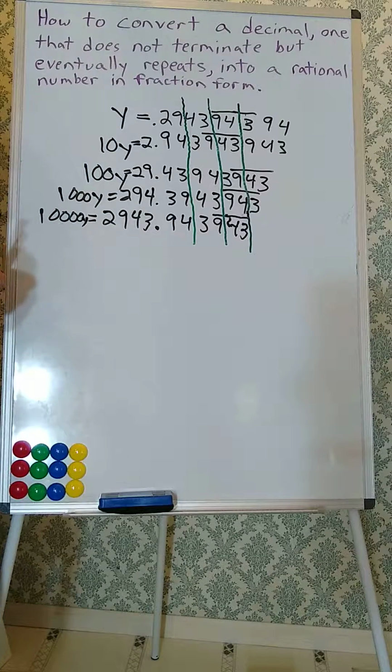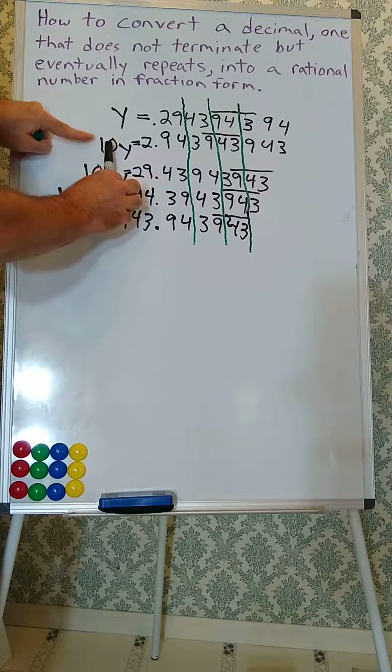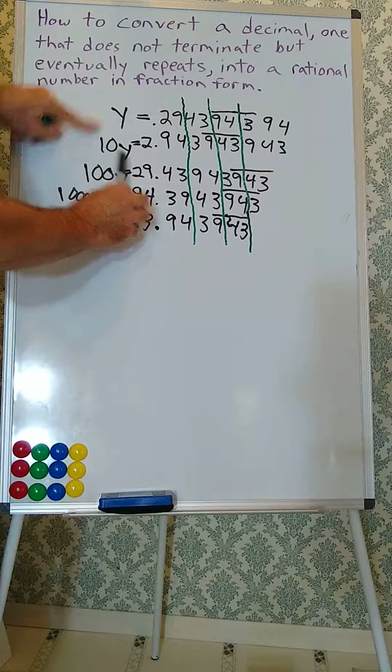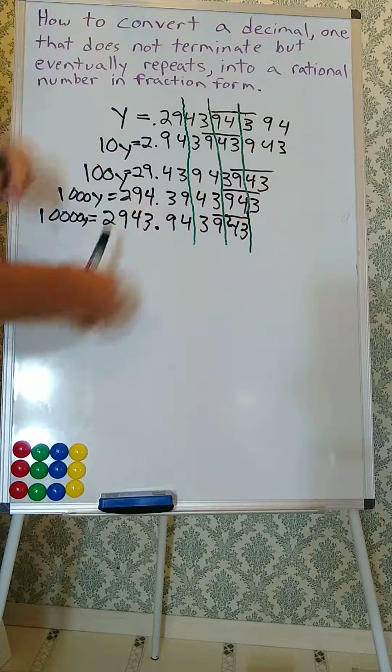Are there any other combinations? So pause and see if you can find another combination that will work. Okay, hopefully you notice that 10,000y and 10y will also work. You see the 9, 4, 3, and so on.